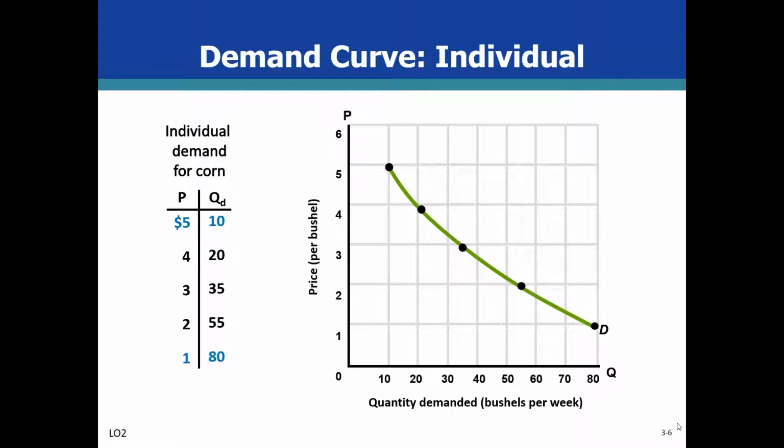So for this individual, we can see that at $5 per bushel, the quantity demanded is 10 bushels per week. But at $1, the demand increases to 80 bushels per week. Various points in between are plotted, providing an overall downward sloping demand curve for this individual.